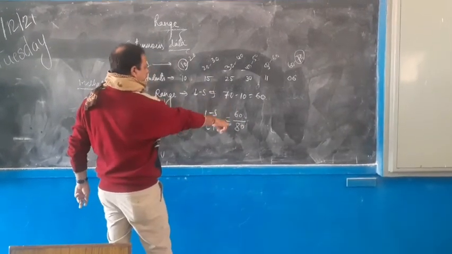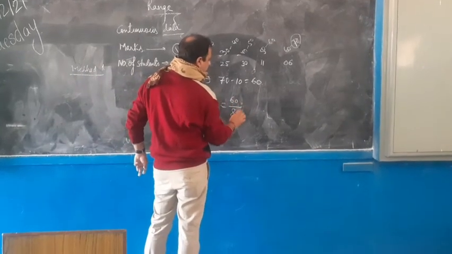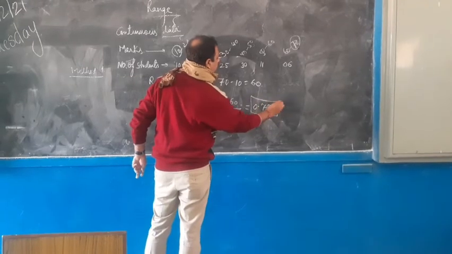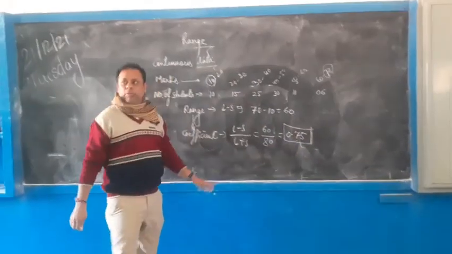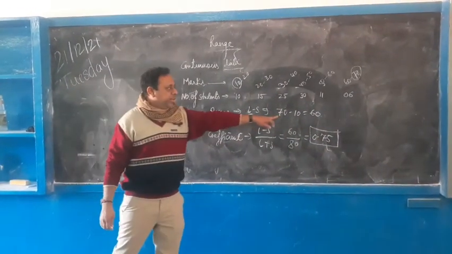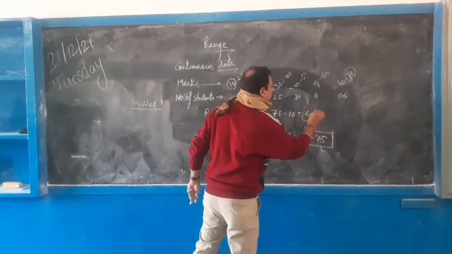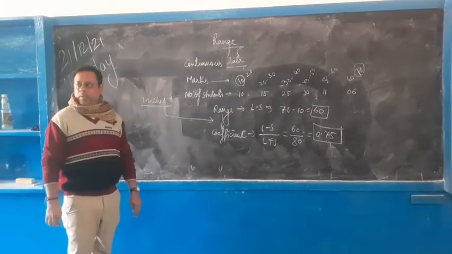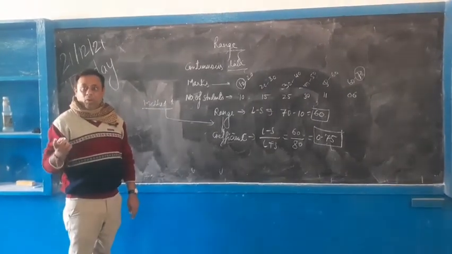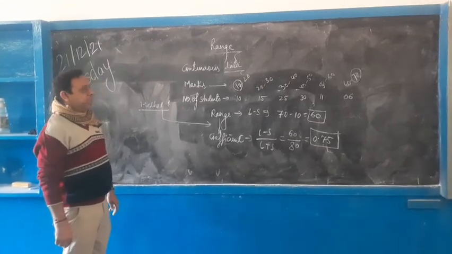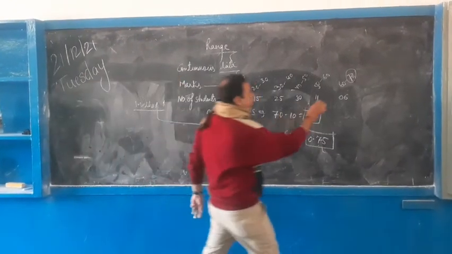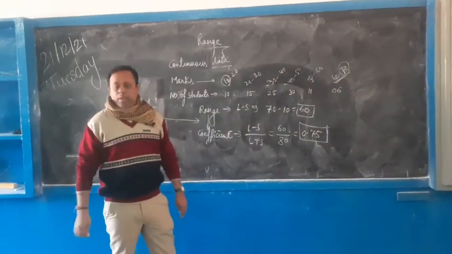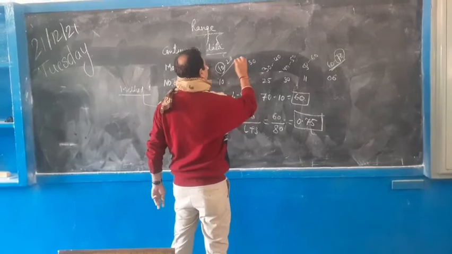Is it coming like this? So 60 upon 80 equals 0.75. So this is our coefficient of range, and this is the value of range, 60. And this is done by method 1. Now for the second method, method 2, we will take the mid value of the uppermost class interval, and the mid value of the lowermost class interval.